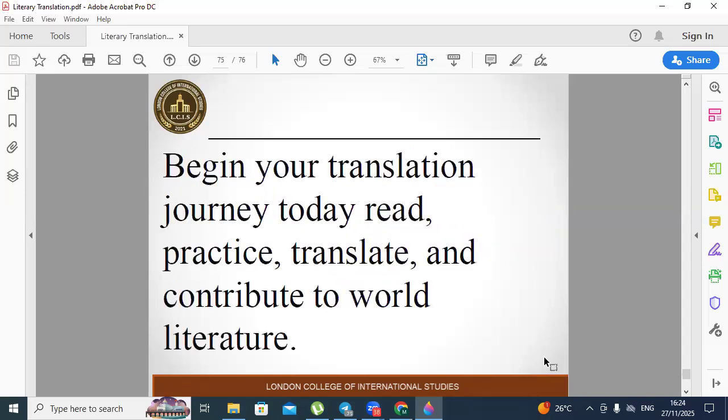So begin your translation journey today. Read, practice, translate, and contribute to world literature. Do not wait for permission, perfect conditions, or complete confidence. Start now with whatever resources and skills you have.